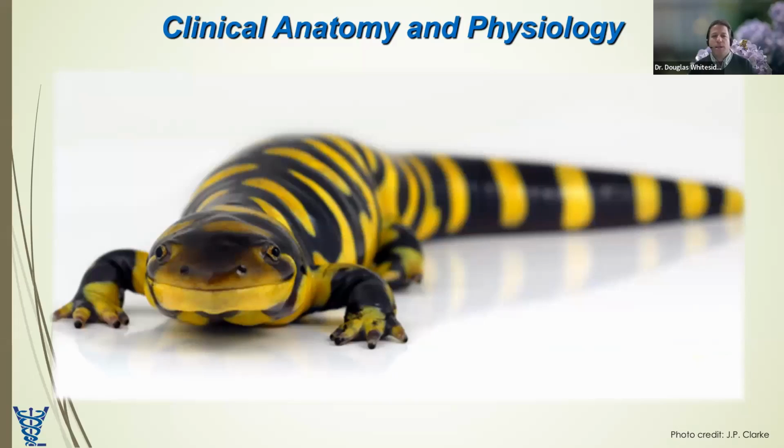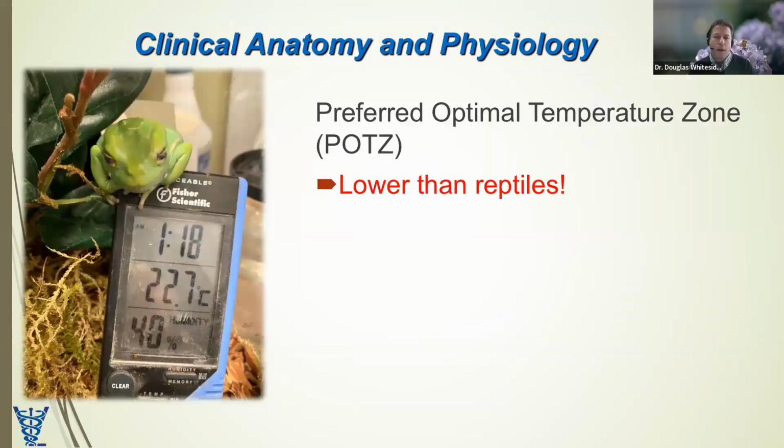Okay, so we're going to talk about some of the important clinical anatomy and physiology of amphibian species that make them a little bit unique when it comes to anesthesia compared to some of the other vertebrate taxa that you might be familiar working with. The first thing we'll talk about is what's called the preferred optimal temperature zone, or the POTZ.